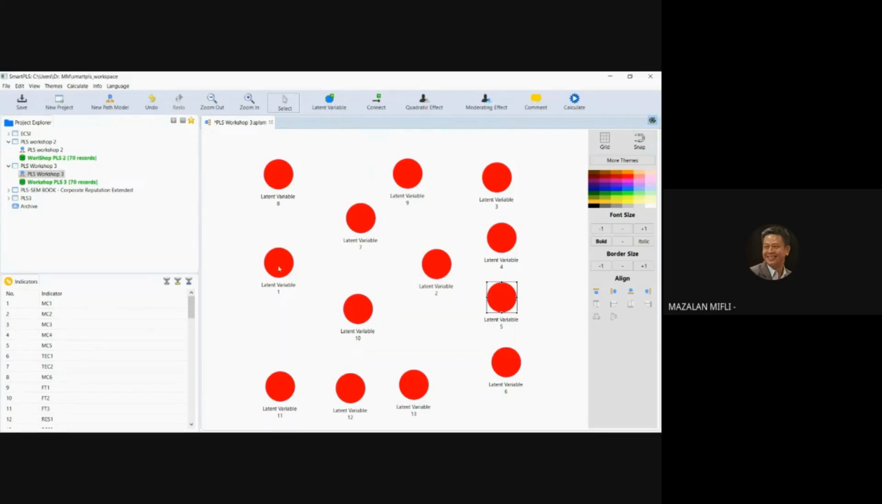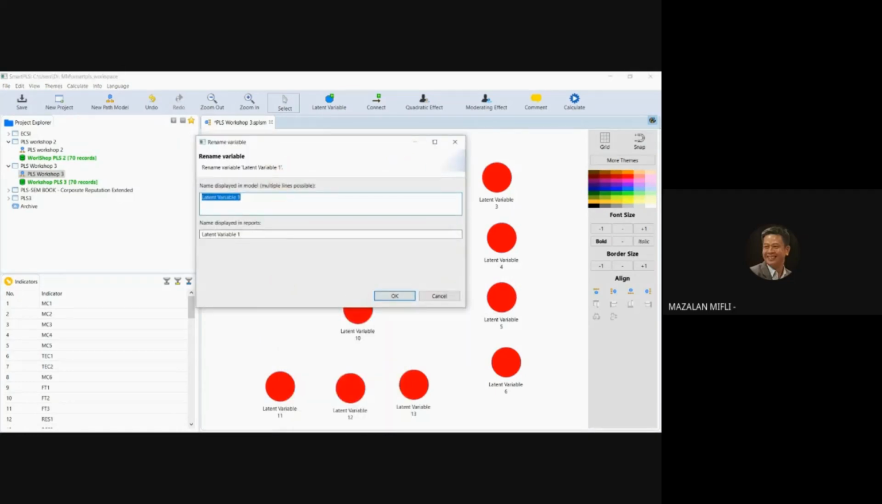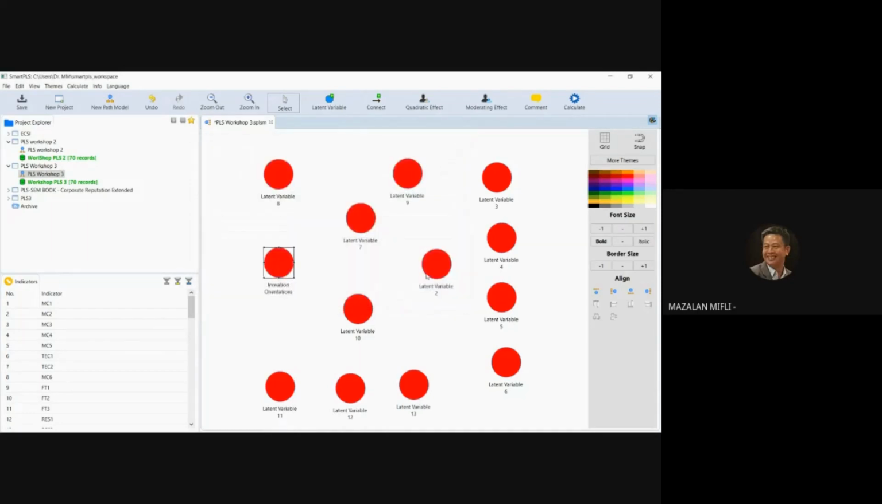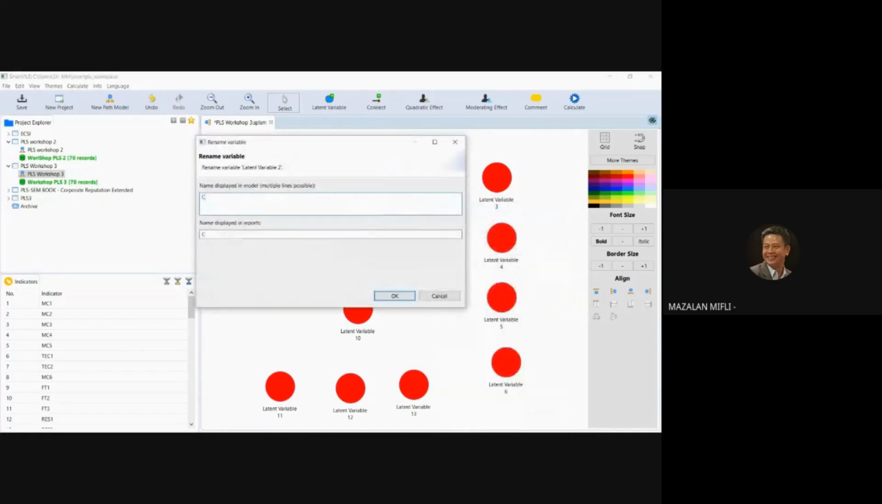So there you go. I'm going to go very fast, because this is my work and I know what the names of the latent variables will be. Let's rename these. This is innovation orientation. What you do is just right click here, then you can see there are some options, open and rename. There you go. And then this one is concept development.